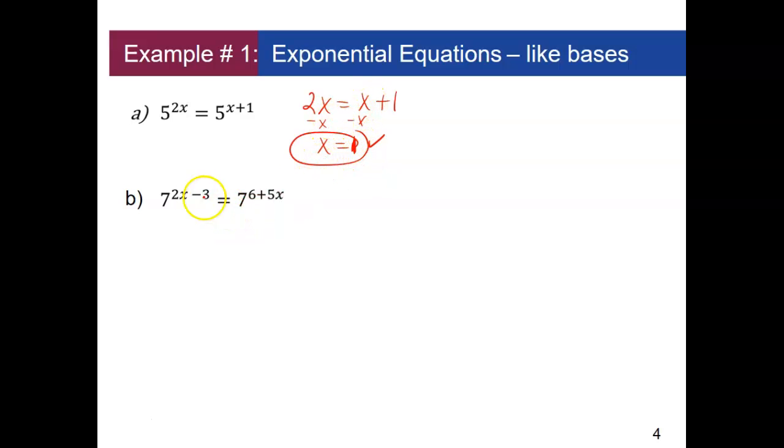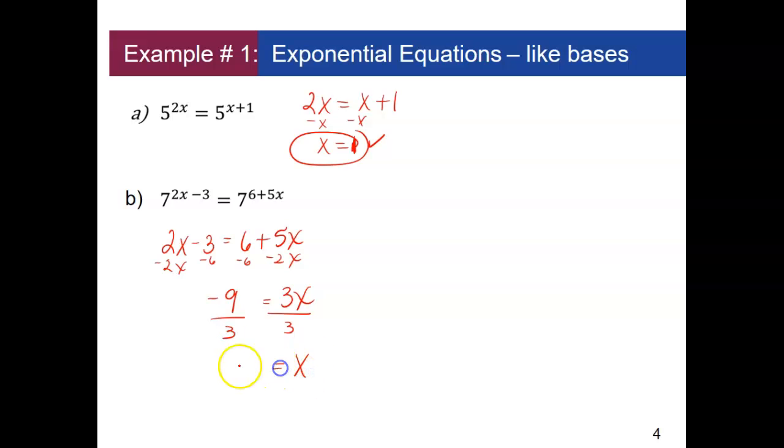So if I happen to have one here, again, these are like bases, so I'm going to set the exponents equal to each other. And then I'm just going to solve that. So maybe it's going to be easier to subtract 2x in this case. So I have 3x equals, I'll subtract the 6. So 3x equals negative 9, divide by 3. And so x is going to be negative 3 as my answer there.